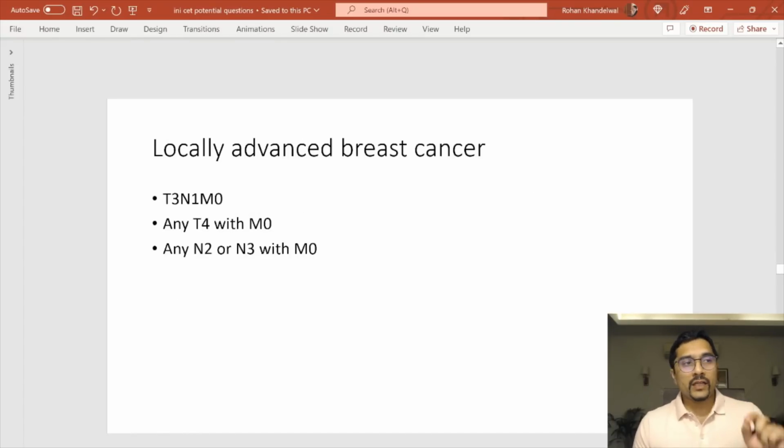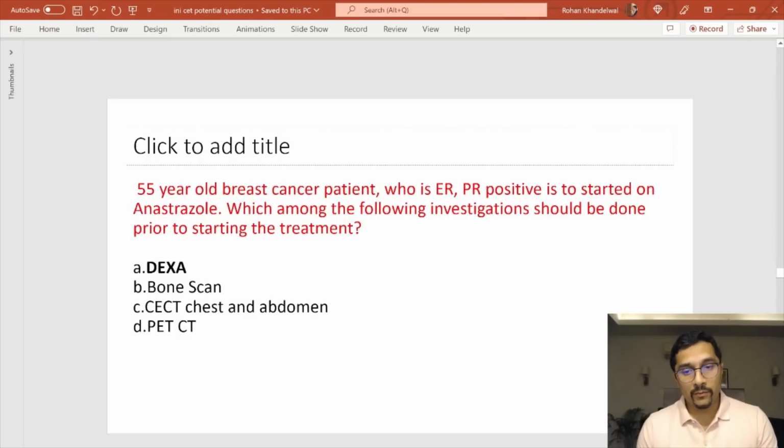Very important definition, you should also know the images of locally advanced breast cancer. Locally advanced breast cancer is T3 N1 M0, any T4 with M0, or any N2 or N3 with M0. These are the definitions of locally advanced breast cancer which you should remember.